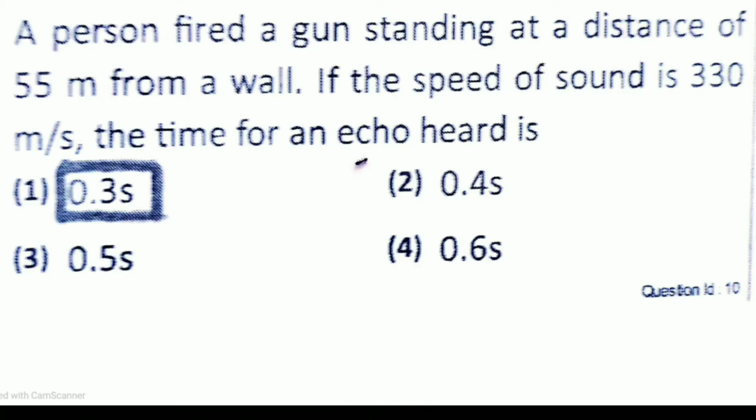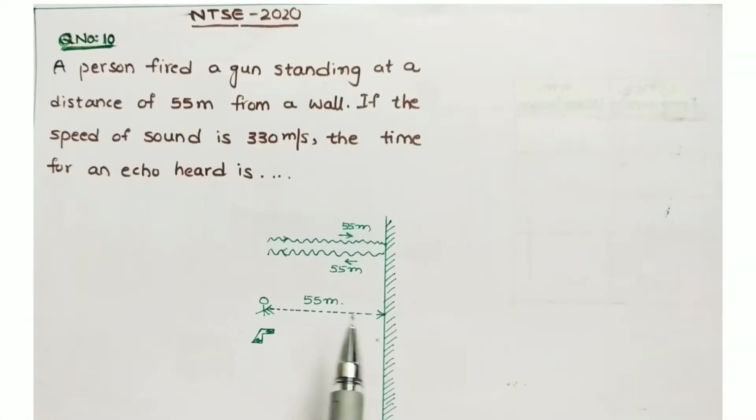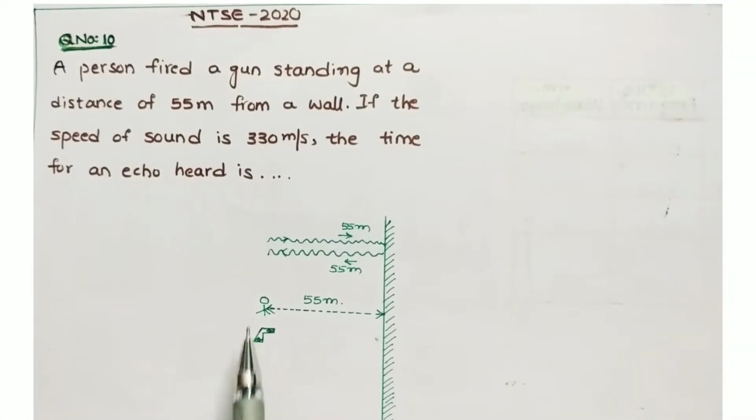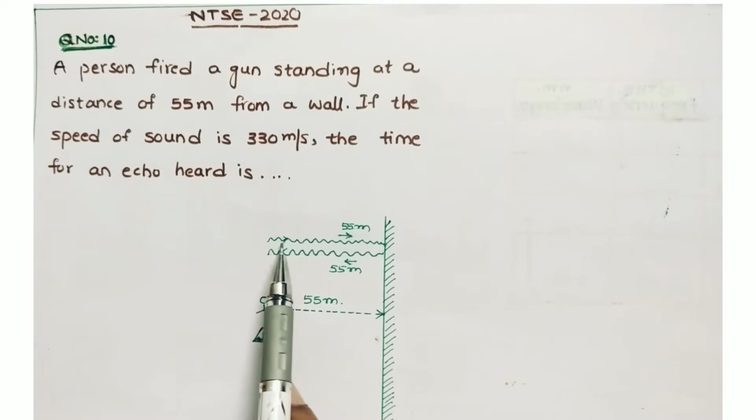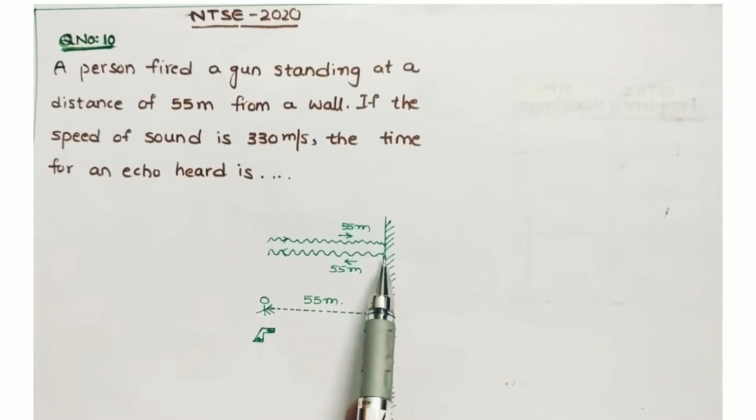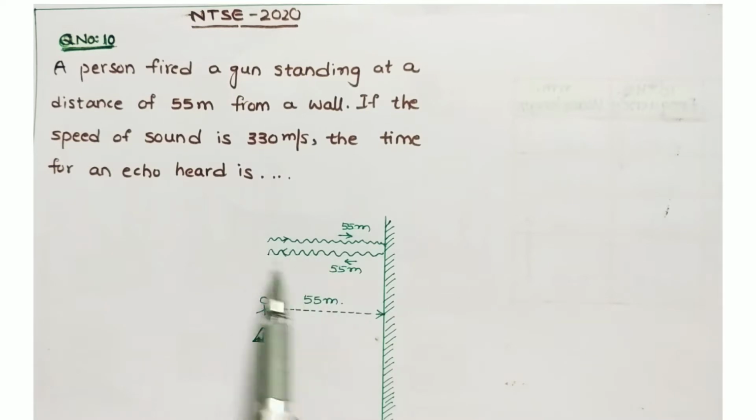Here is another problem. A person fired a gun standing at a distance of 55 meters from a wall. If the speed of sound is 330 meters per second, then what is the time of the echo heard? Here is one person, and he fired a bullet from the gun. The sound wave travels through the air, hits the wall and comes back again. This is called an echo.